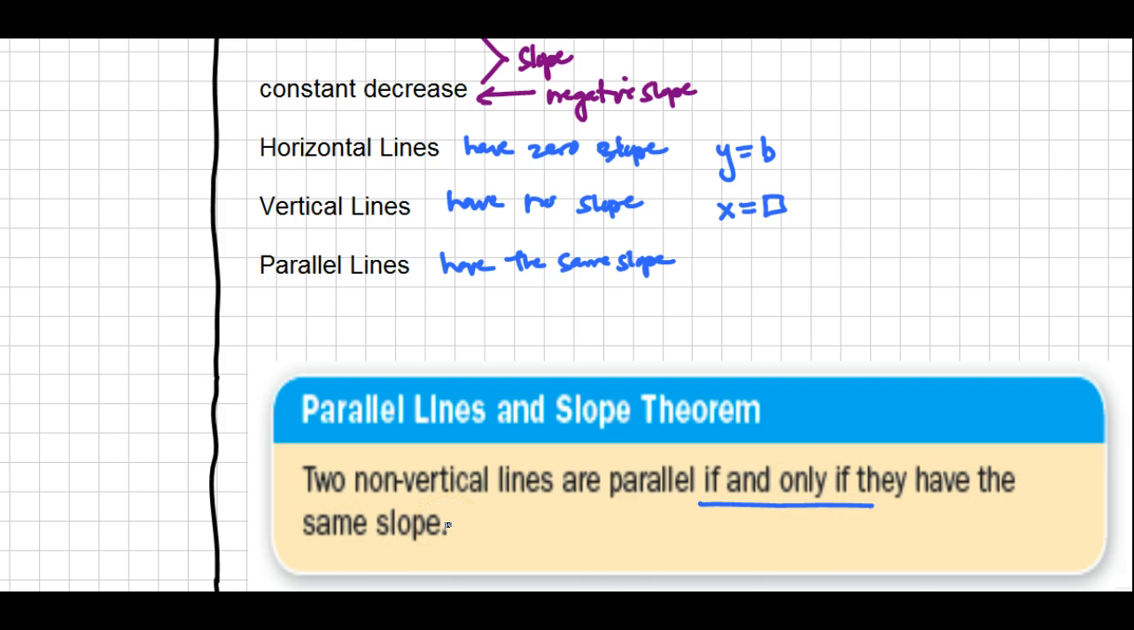You can also read the sentence backwards and get an additional piece of information: if two lines have the same slope, then they are parallel. Since we can put those two statements together, we simply put it together with this phrase if and only if in the middle, and that represents that this sentence can be read in both directions. So it's called the parallel lines and slopes theorem. Students need to keep in mind that if they know the lines are parallel, they can conclude that they will have the same slope. If they determine that two lines have the same slope, then they can conclude that those lines are indeed parallel.